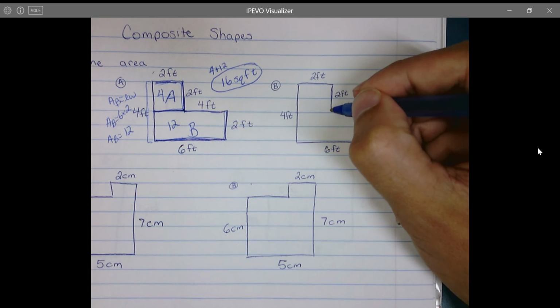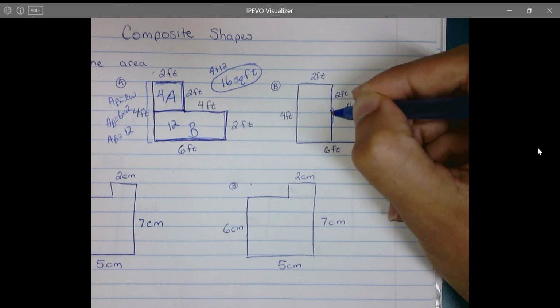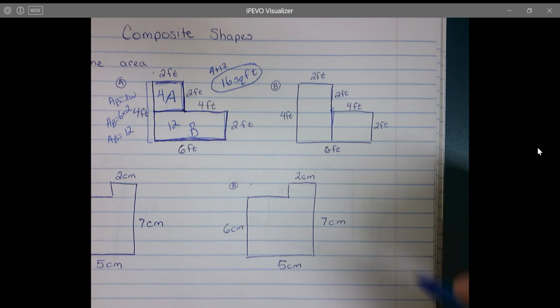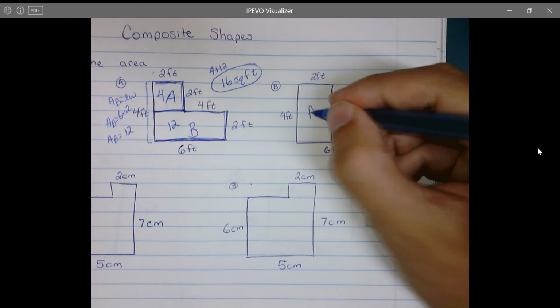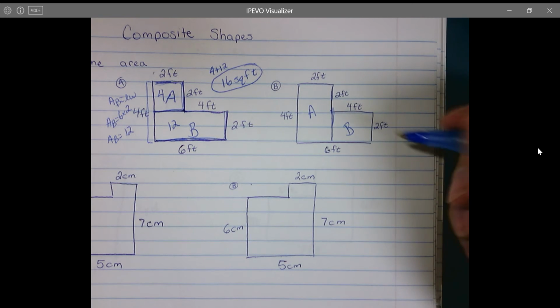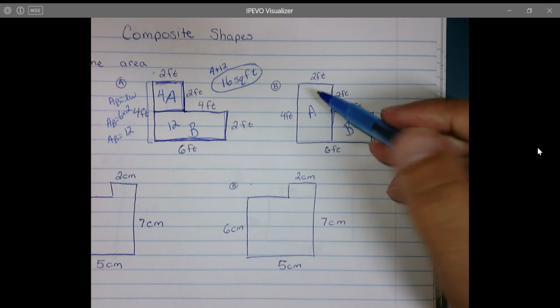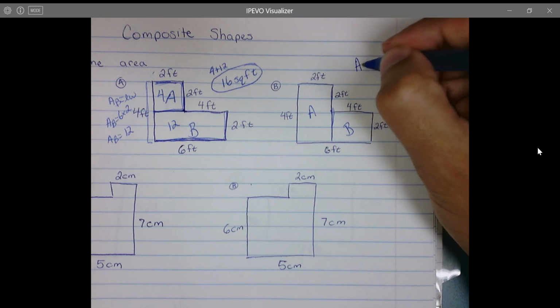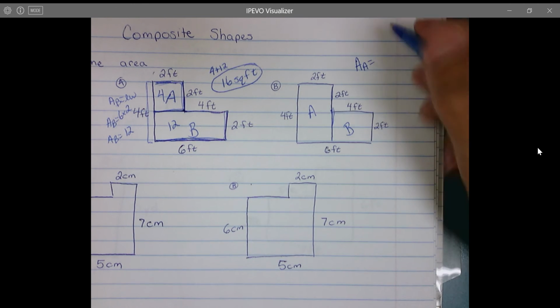So the first one I went horizontally, I went across to create 2 rectangles. Now I'm going to go vertical. I'm going to go up and down, still created 2 rectangles. So again, I'm going to label my rectangles A and B. Doesn't matter which one's which, it's just to help me keep organized. And I'm going to find the area of rectangle A. Area of A would be length times width.